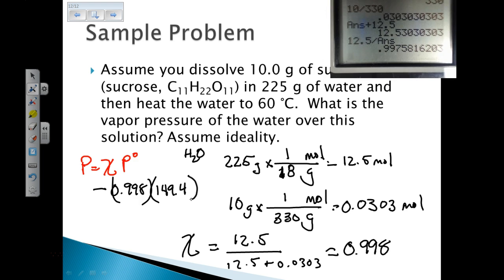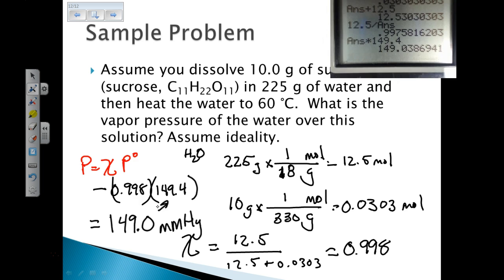So 0.998, which is 99.8%, times 149.4. And so our new vapor pressure really hasn't changed much, 149.0. And so what does that mean? Okay, so that's still millimeters of mercury.